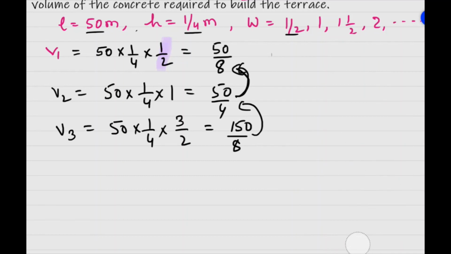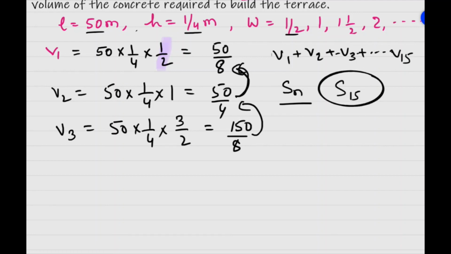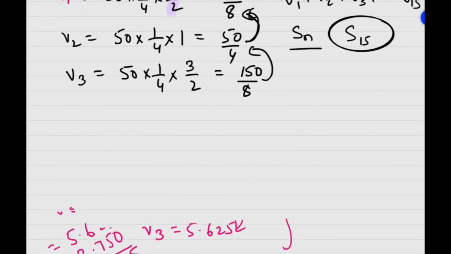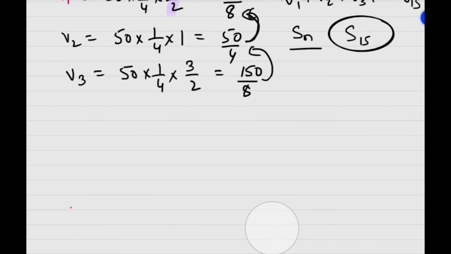Now what you have to do? You have to calculate all the volumes, means V1 to V15, and then you have to find out the total of all this. So the total of all this means sum of all the terms. How many terms are there? 15 terms. So we need to find the sum of 15 terms. How will you find the sum of 15 terms? You can easily find the sum of 15 terms if you know A and D, and N is already known, that is 15.